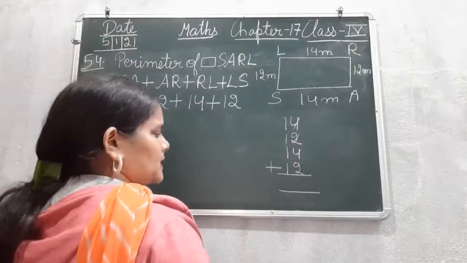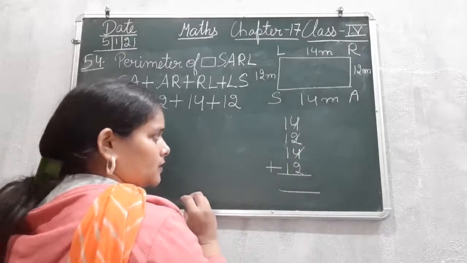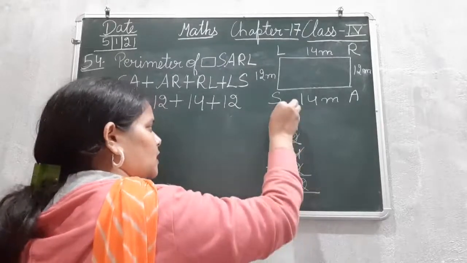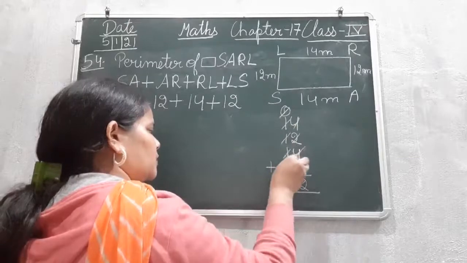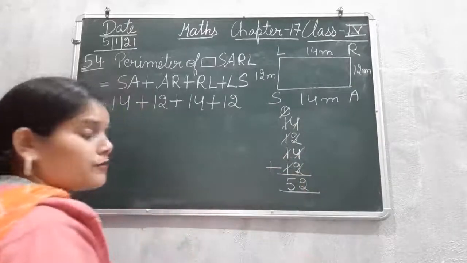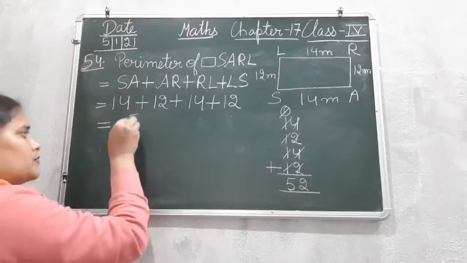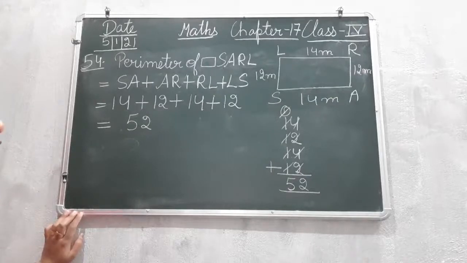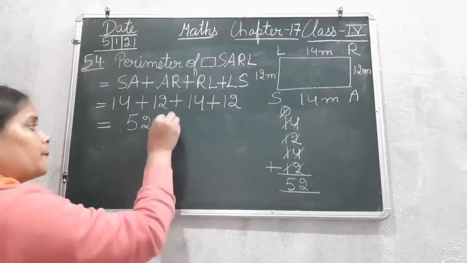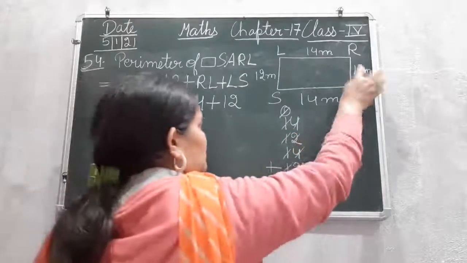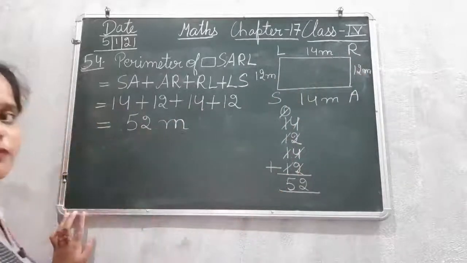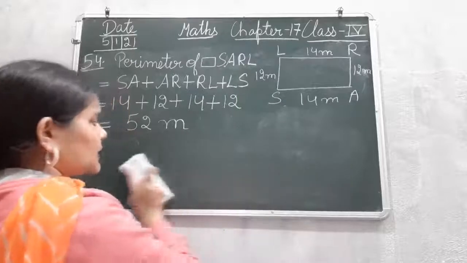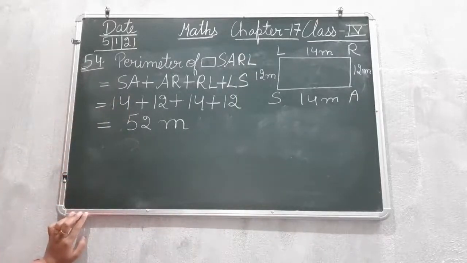4 plus 2, 6. 6 plus 4, 10. 10 plus 2, 12. 1, 2, 3, 4, 5. That is 52. So the perimeter of the rectangle SARL is 52 what? 52 meter, because the measurements of all the sides are given in meter. So therefore the perimeter will also be in meter only. That is 52 meter.